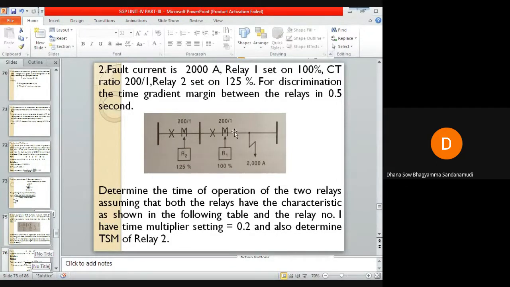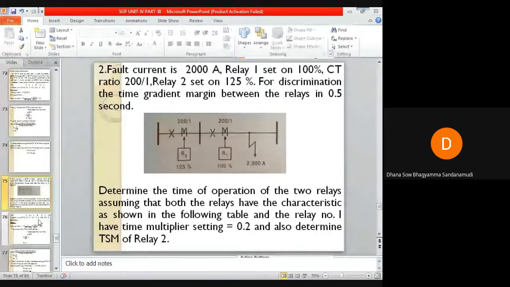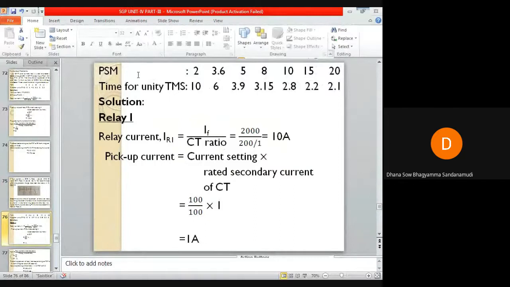These are the CTs. For discrimination, the time grading margin between the relays is 0.5 seconds. Determine the time of operation of these two relays, R1 and R2. Both the relays have the characteristics shown in the table, which is in the next slide, with TSM and time at unity TSM.